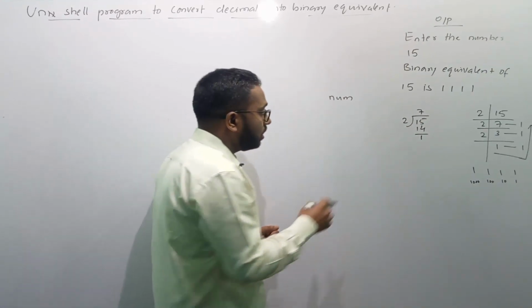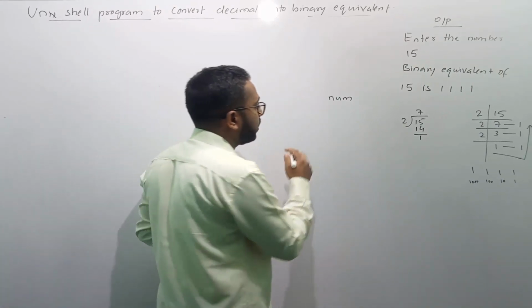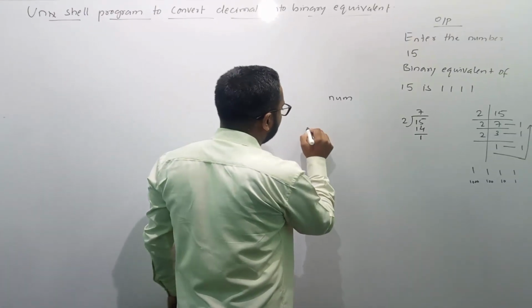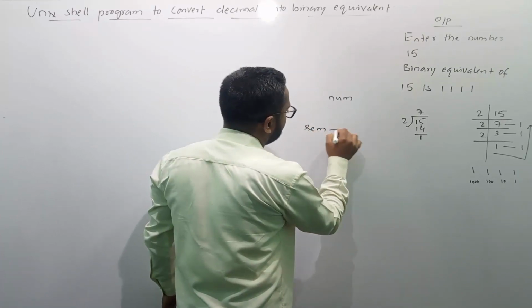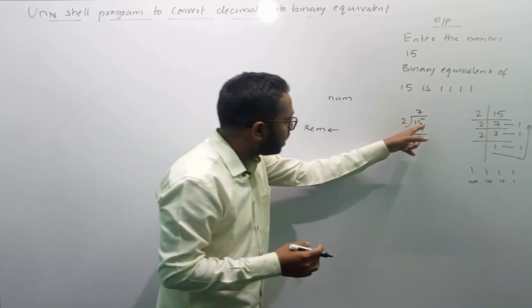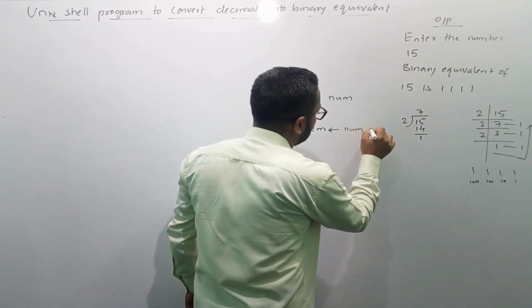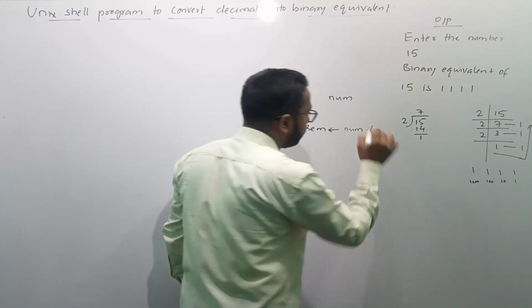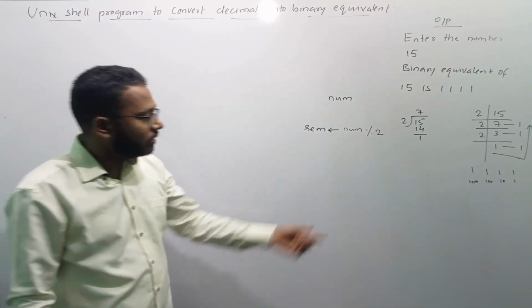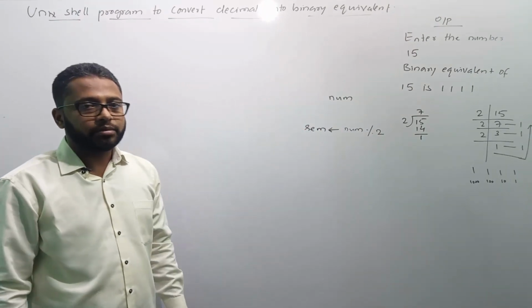That step we need to write in the form of a program. Here I want to find the remainder, so I need to create a variable with the name remainder, and this is our num value, num mod 2. We'll get 1 as a remainder, and that 1 will get stored inside the remainder variable.